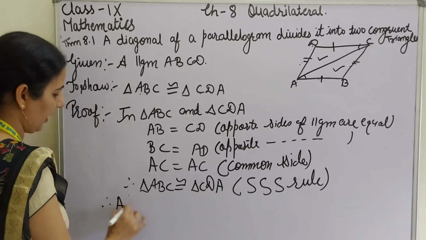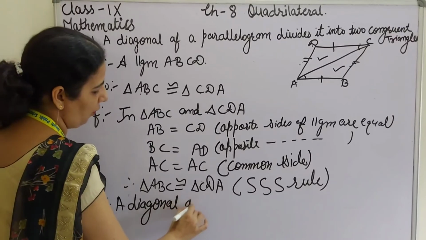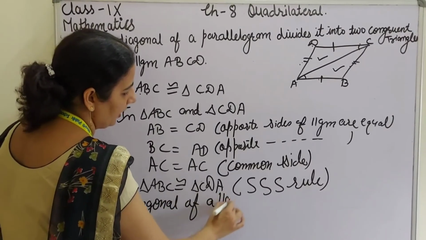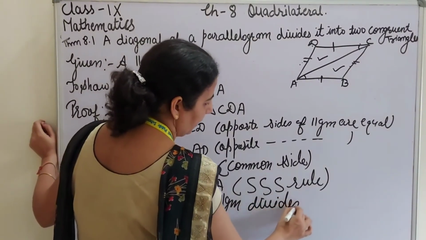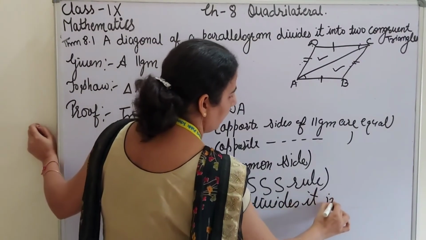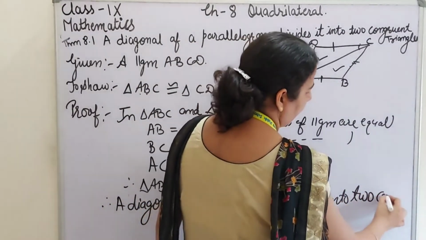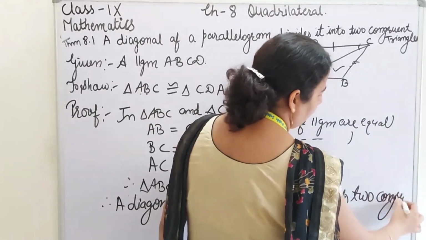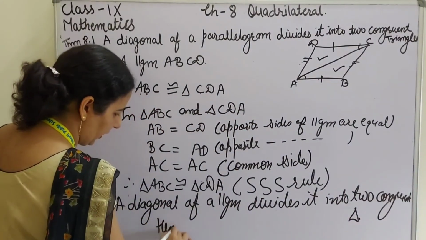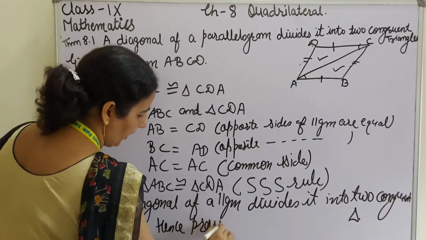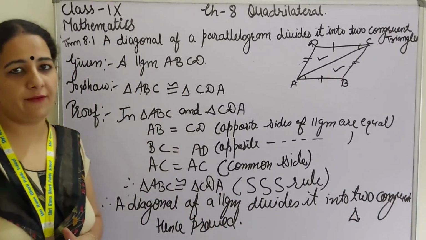Therefore, a diagonal of a parallelogram divides it into two congruent triangles. Now we can write hence proved. Hence proved. Now as we have completed this theorem, we can use this theorem in every question.